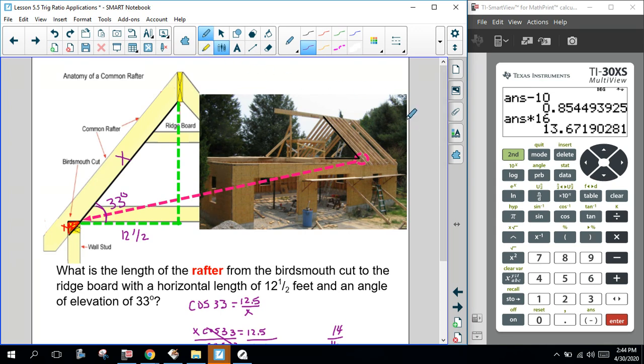Anyway, going to get some problems like this. Hopefully you guys understand what's going on with this. Just taking some practical examples and using our sine, cosine, and tangent ratios to solve.